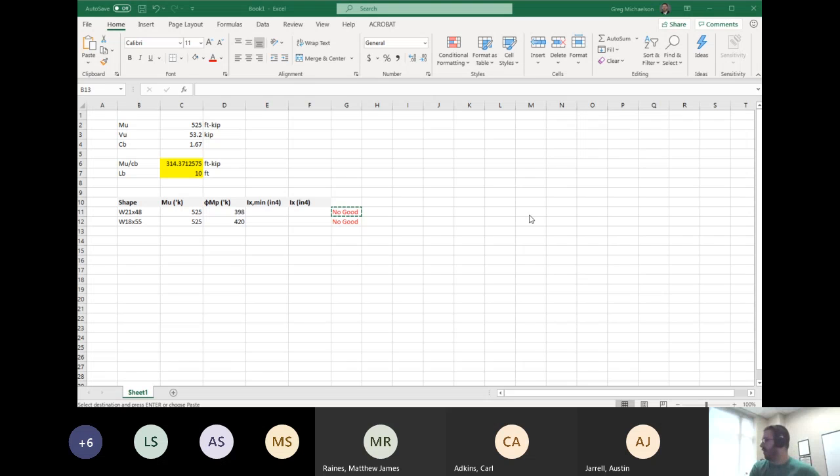What page are you on? You should be right around page 3-117. Or has anybody else got a section if the W21 by 48, the W18 by 55, W21 by 55? That's right. If anybody's having any problems finding these, please ask. That's what we're here for.